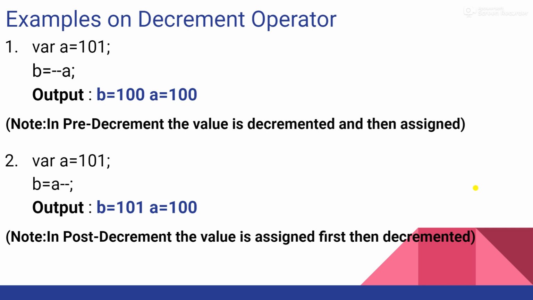Now we will see examples on the decrement operator. Now observe the first example, variable a equal to 101. Right? So b equal to minus minus a. Now minus minus means what?